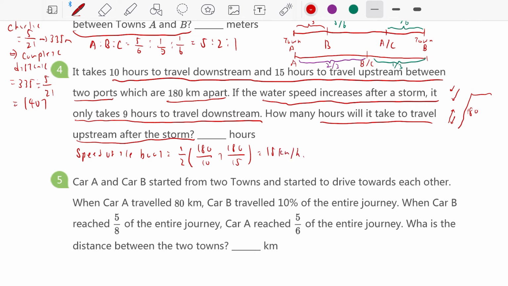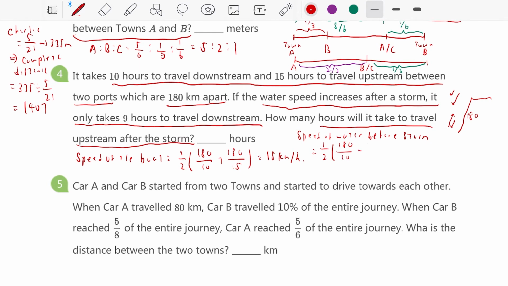Now, what about the speed of the water, at least before the storm? Well, the same logic applies. This time round, we are going to subtract instead, if you guys notice. It will be half of 180 over 10 downstream minus upstream. Alright, so this one is going to give us 3 kilometers per hour.